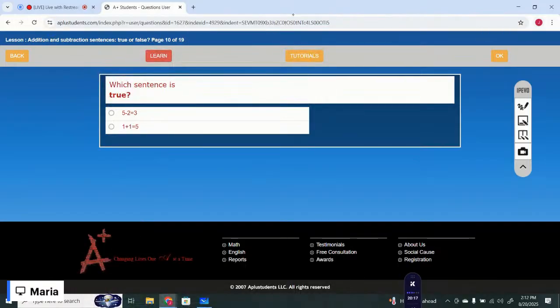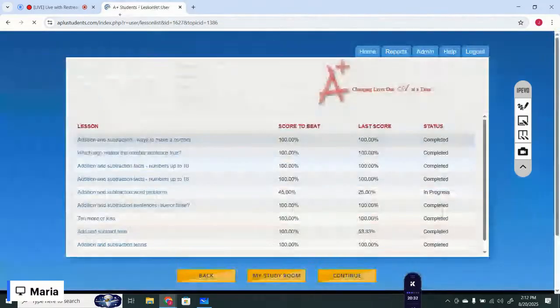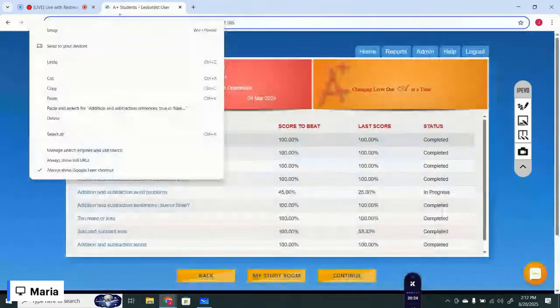Which sentence is true? 5 take away 2 equals 3 and 1 plus 1 equals 5. Option number 1 is the correct option. Okay, you can complete the lesson by yourself later today. Let me just move on to the next lesson.